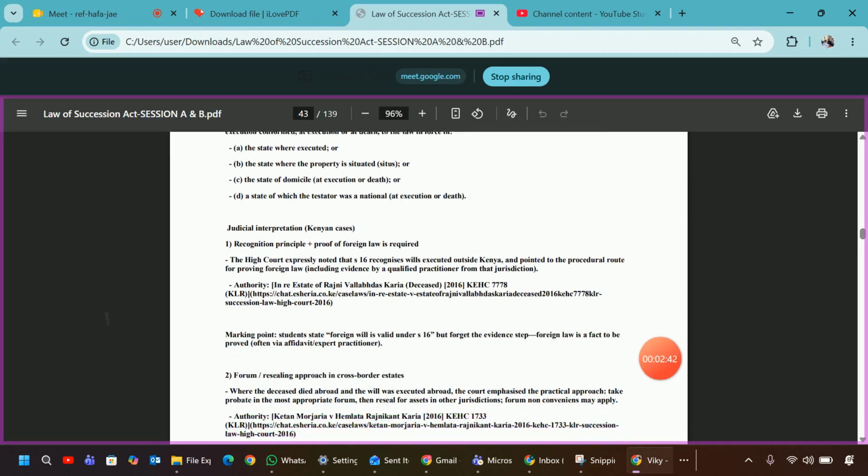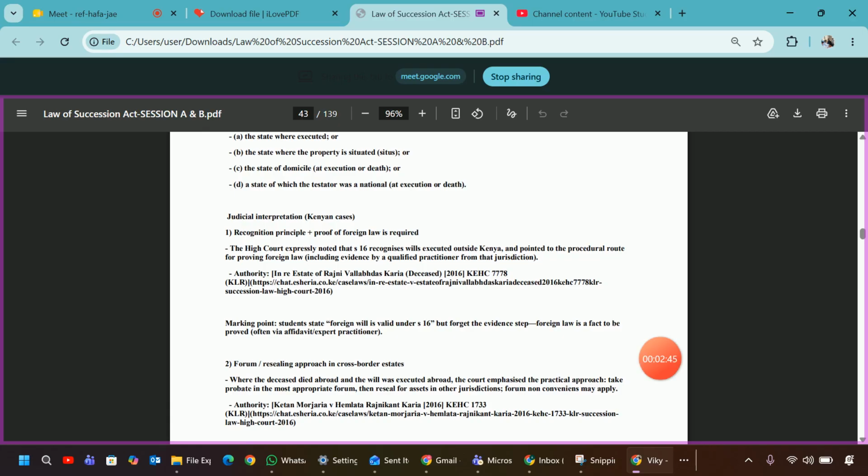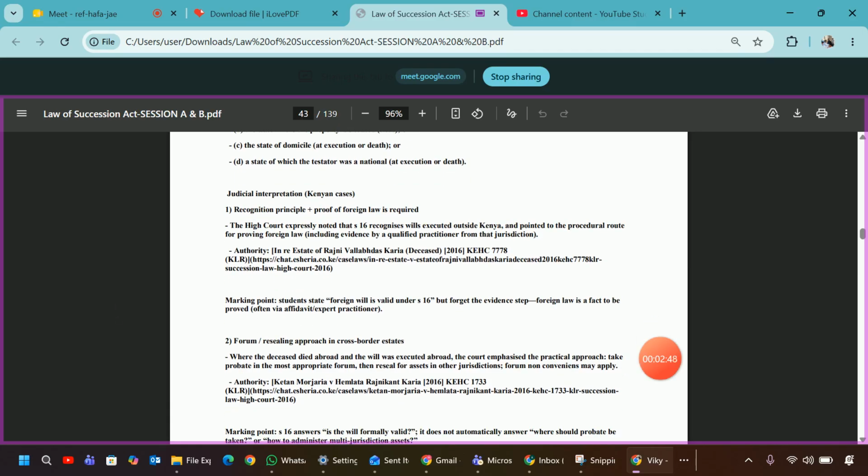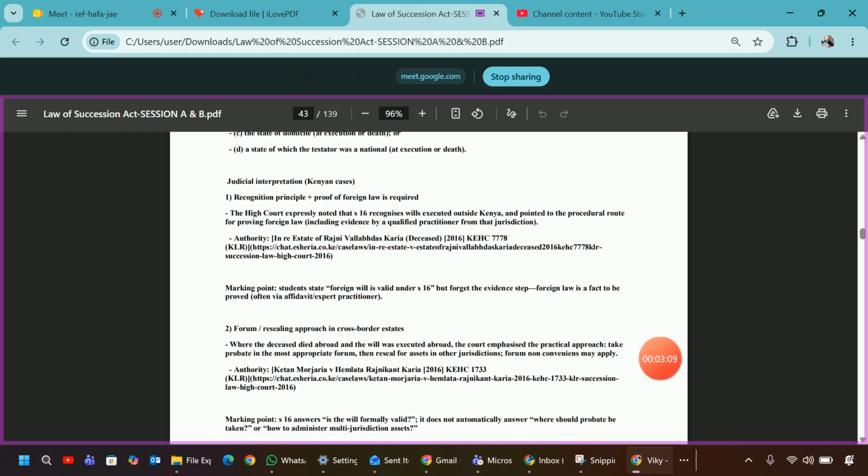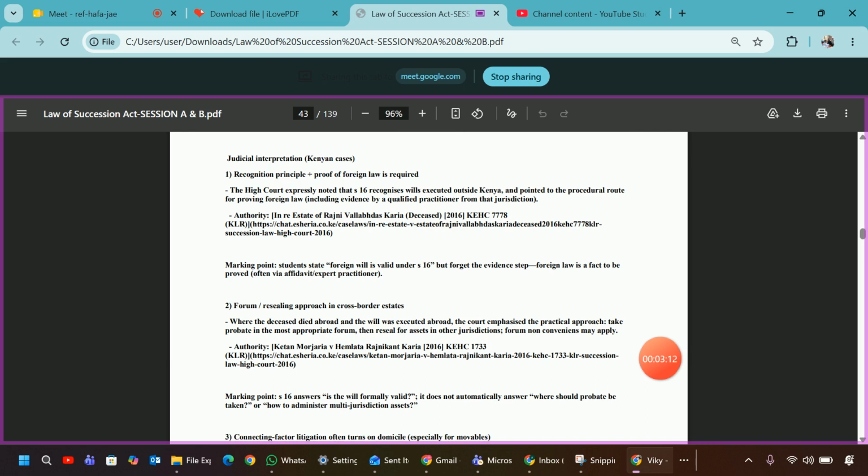Judicial interpretation, Kenyan cases. Recognition principle plus proof of foreign law is required. The High Court expressly noted that Section 16 recognizes wills executed outside Kenya and pointed to the procedural route for proving foreign law, including evidence by a qualified practitioner from that jurisdiction. This was in Re Estate of Rajni Carrier, deceased 2016. So the marking point is that students state the foreign will is valid under section 16, but forget the evidence step. Foreign law is a fact to be proved, often via affidavit or expert practitioner.